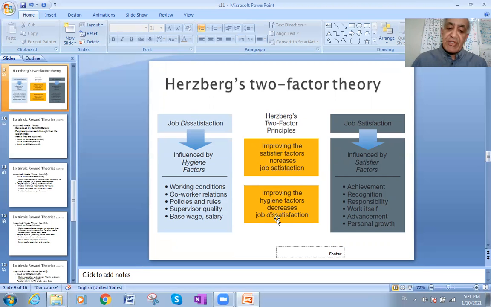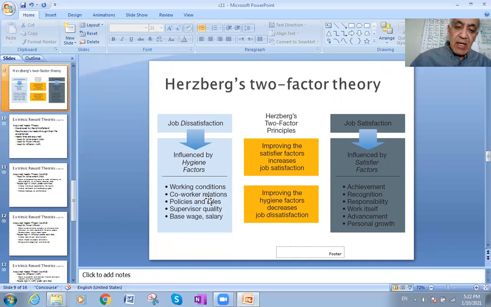What are the hygiene factors? The working conditions, illumination, ventilation, lighting, all this. Co-worker relationships between all of them. Is it a friendly atmosphere, a friendly climate inside the organization, or is it enmity? As long as it's a friendly one, that's fine. Then they will be satisfied. They will have job satisfaction.